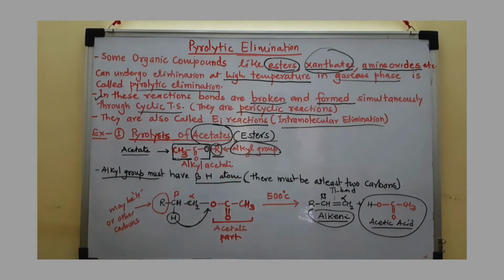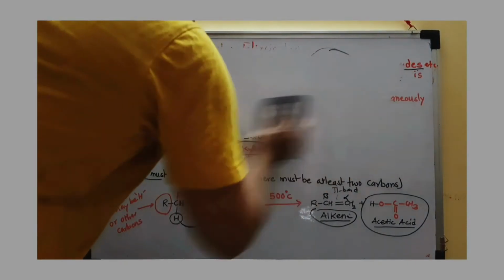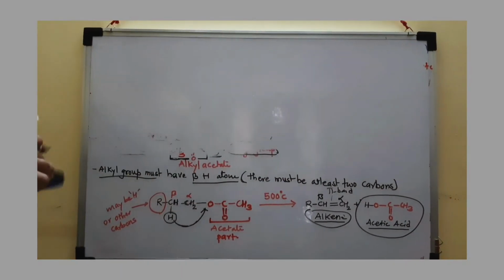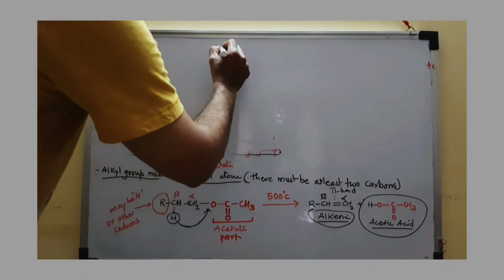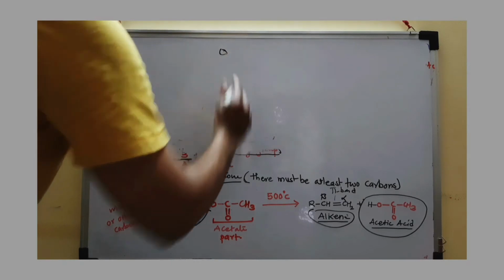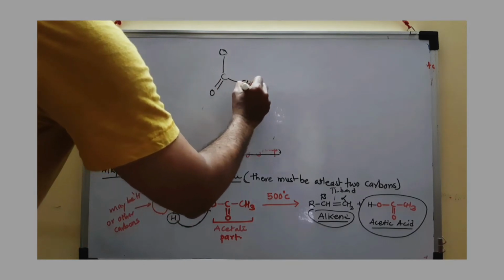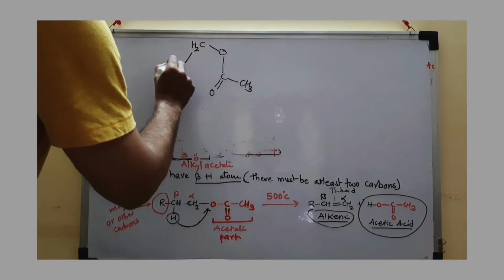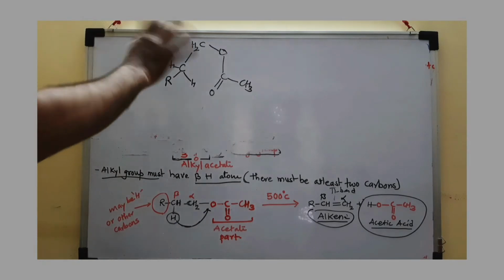Now if I want to show the cyclic transition state, we will try that so you can understand this reaction properly. So I'll take this molecule here, but I'll write this molecule very differently. So C double bond O and CH3, then O, CH2, CH. I need one H here and R. So you have to write this molecule in this fashion.